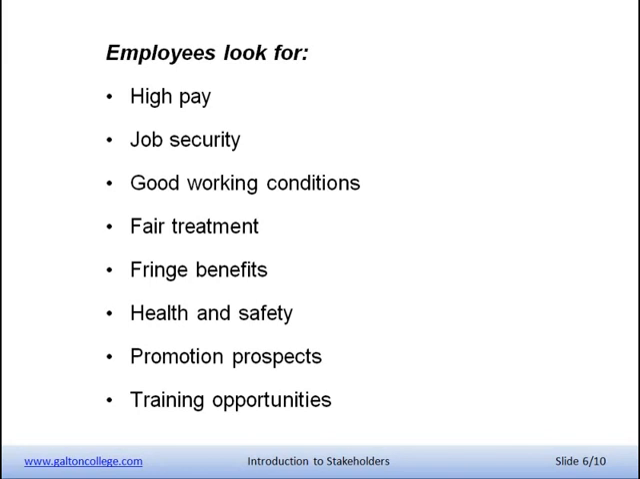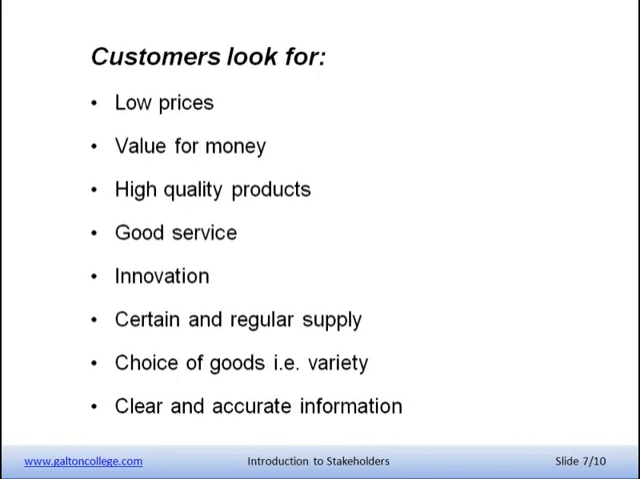Employees are stakeholders. The employees want high pay, job security, good working conditions, fair treatment, fringe benefits, health and safety at work, promotion prospects, and training opportunities. So employees want a lot from the business. They're stakeholders. Customers are stakeholders. The customers want low prices for the goods. They want value for money, high quality products, good service, and innovative products. They want a certain and a regular supply. They want a choice of goods, for example, variety. And they want good information, clear information about the product. So customers are stakeholders.